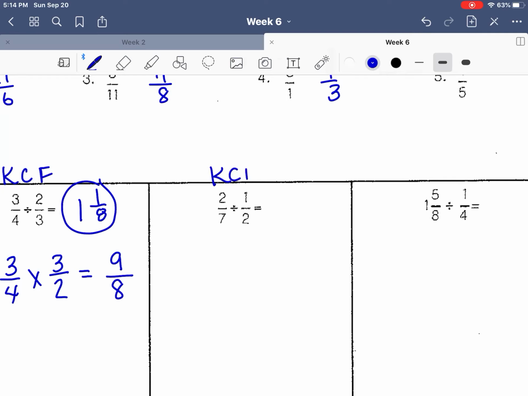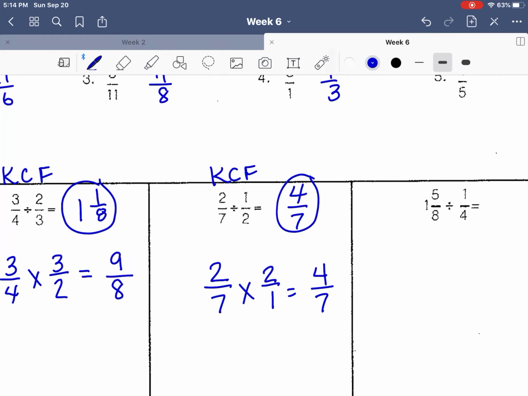Remember, keep, change, flip. Keep the first fraction. Change it to multiplication. Flip the second fraction upside down. 2 times 2 is 4. 7 times 1 is 7. Final answer. Oops. Wow, I almost wrote that down wrong. Final answer, 4/7. That doesn't simplify.